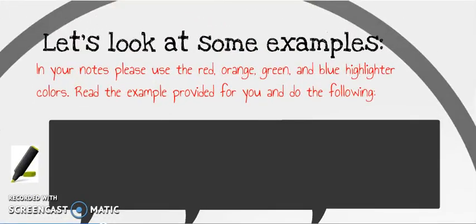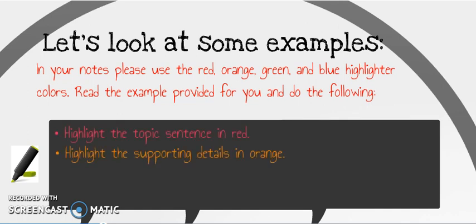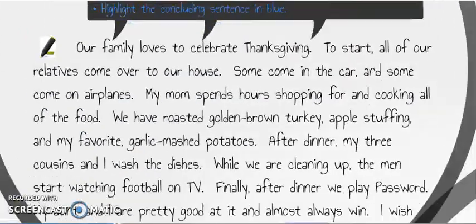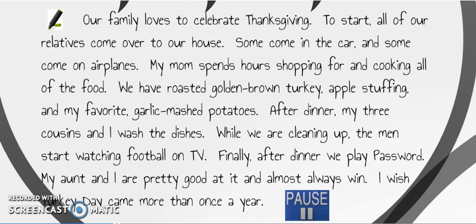Okay, so let's look at an example paragraph, and we're going to do some highlighting. So there's our highlighter. We're going to highlight the topic sentence in red, highlight the supporting details in orange, highlight the sentences that provide elaboration in green, and highlight the concluding sentence in blue. All right, here's our paragraph. You should have one in your guided notes. I'm going to read through the paragraph briefly and then go back and start identifying.